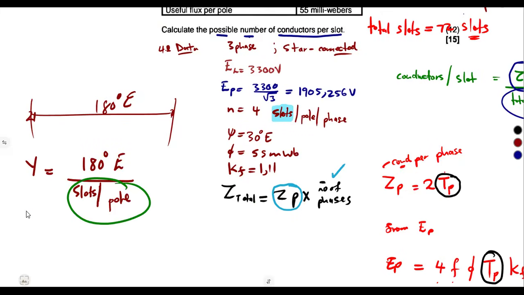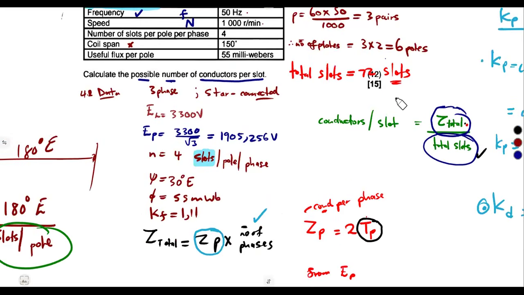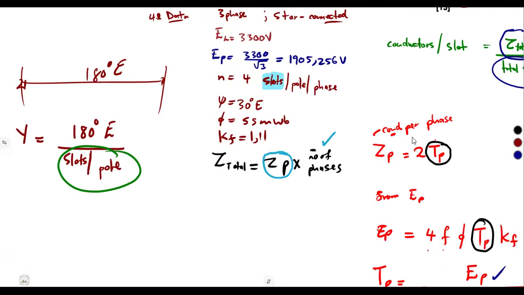We do not have this. Where do we find it? Is there any information? Do we have the total number of slots? If we have, we just divide total number of slots over total number of poles. We have the total number of poles and also the total number of slots. So we can divide: 72 divided by 6. You're done. We have the slots per pole.